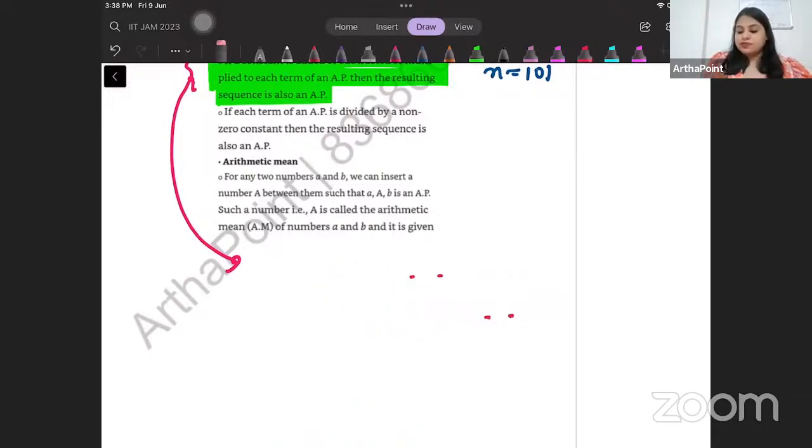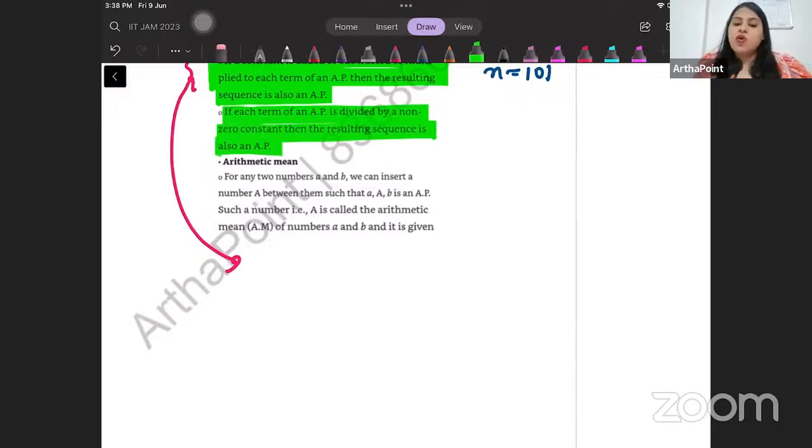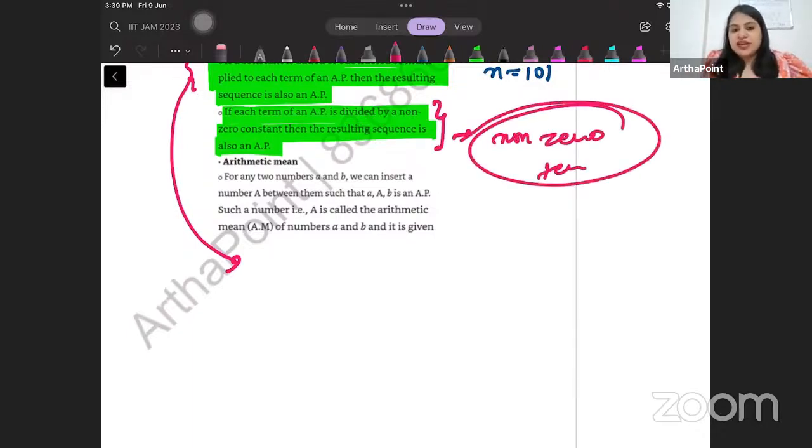So you will go ahead and get the corresponding also as AP. That's the property. Second, if each term of AP is divided by a non-zero constant, then the resulting sequence is also an AP. Again, it holds for addition, subtraction, multiplication and division. But when you divide, you should be dividing by a non-zero term. That's the only important thing, you can't divide by zero, right? So you should be dividing by a non-zero constant.